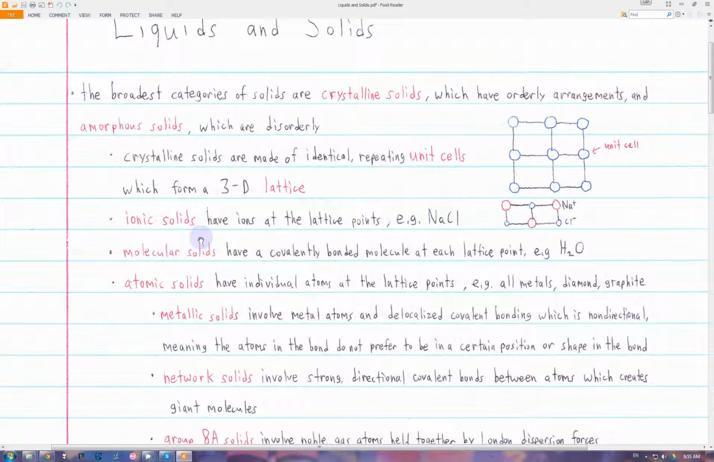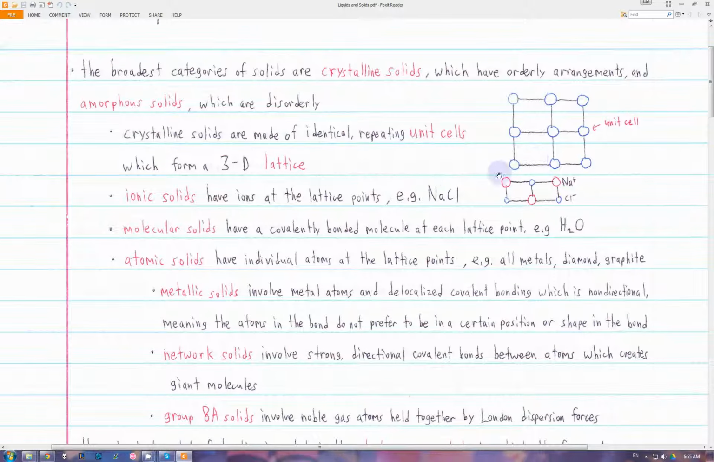In a molecular solid, at each lattice point there is an individual molecule. For example, in ice, at each of these points we would have an individual water molecule, and of course they would all be held together by the intermolecular forces. The last type is an atomic solid, and in an atomic solid each of these lattice points is occupied by an individual atom. And there are three more categories within atomic solids.